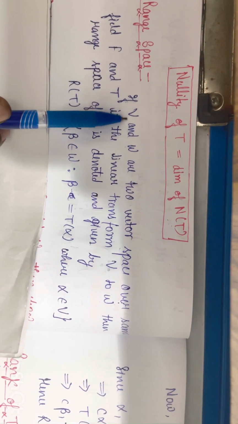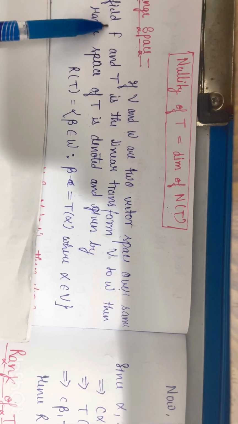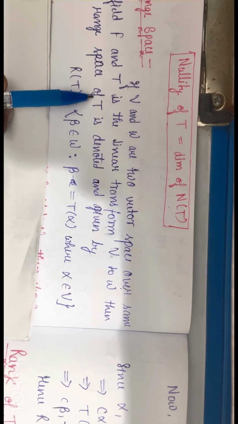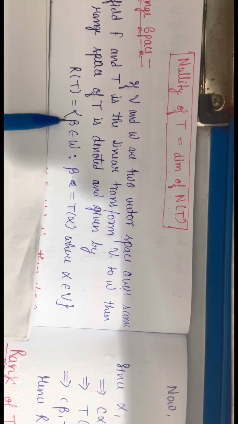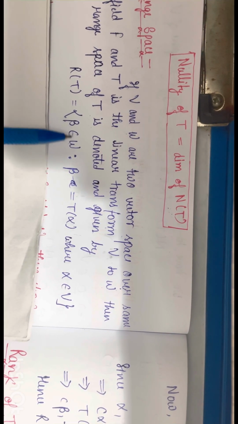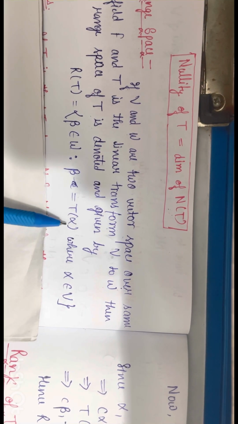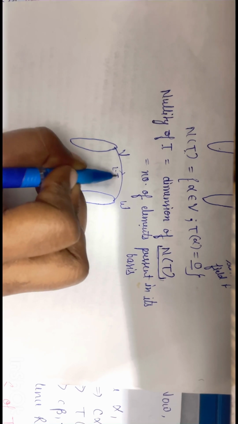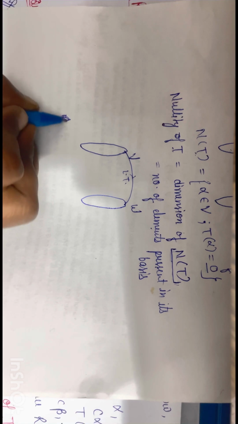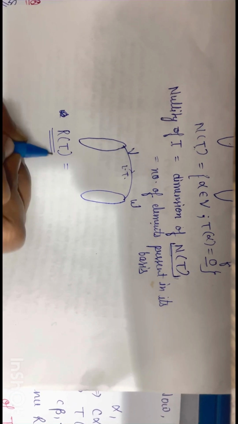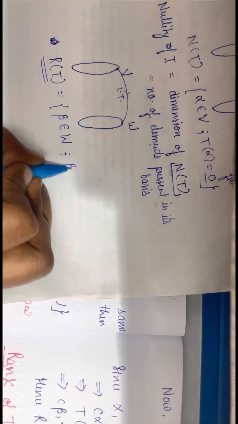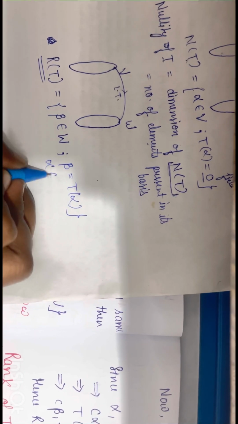Now what is range space? If V and W are two vector spaces over the same field F and T is the linear transformation mapping from V to W, then the range space of T is a set defined as containing those elements of W which are the images of the elements of V. See from here, if V and W are two vector spaces over the same field F and LT is the mapping, then the range space of T, denoted by this symbol, will contain those elements of W which are the images of elements of V.